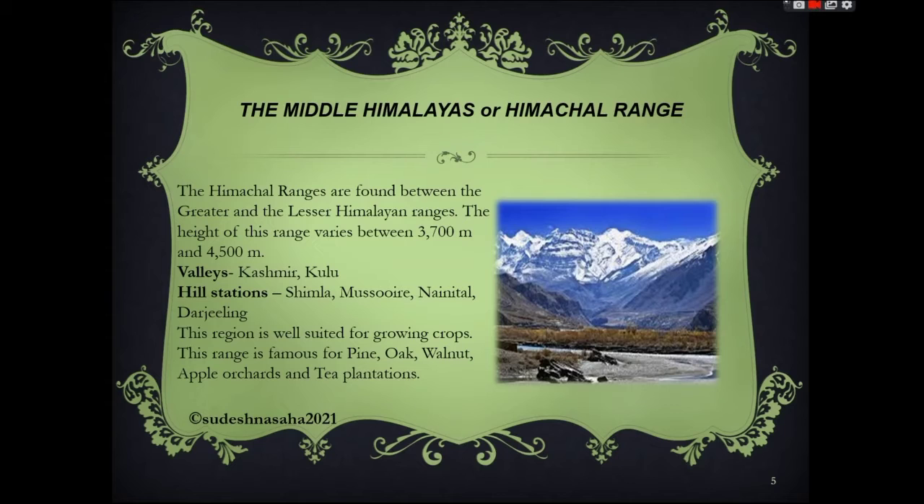Second one is the Middle Himalayas or Himachal range. The Himachal ranges are found between the Greater and the Lesser Himalayan ranges. The height of this range varies between 3,700 meters and 4,500 meters. Some valleys are here, Kashmir, Kulu, and some hill stations are also here. These are Shimla, Mussoorie, Nainital, Darjeeling. This region is well suited for growing crops. This range is famous for pine, oak, walnut, apple orchards, and tea plantations.